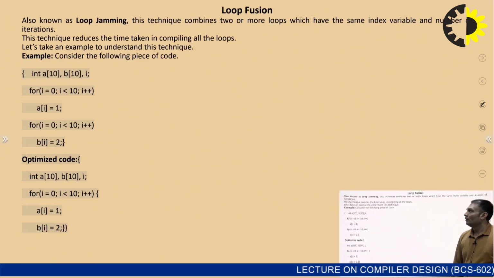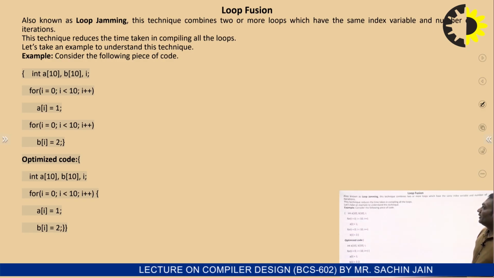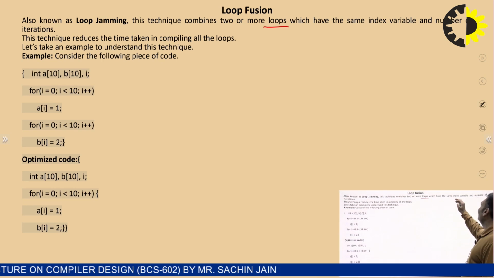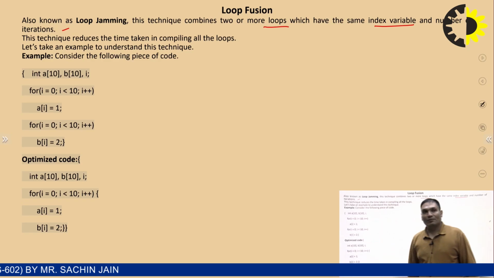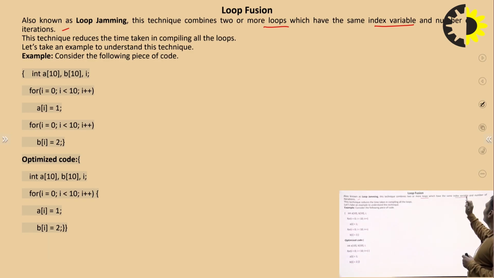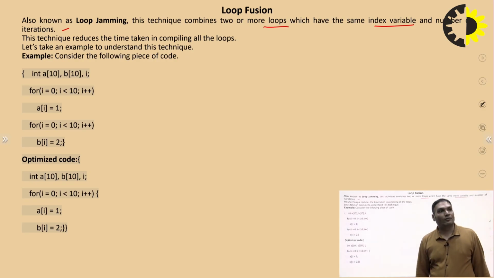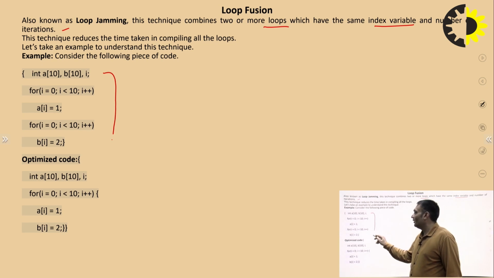Loop fusion or loop jamming is another technique of loop optimization. When we combine two or more loops that have the same index variable or number of iterations, this type of technique is called loop fusion. So when we merge two loops that have the same index variable or the same number of iterations, this technique is called loop jamming or loop fusion. So let's see an example of this. For example, here there are two loops.